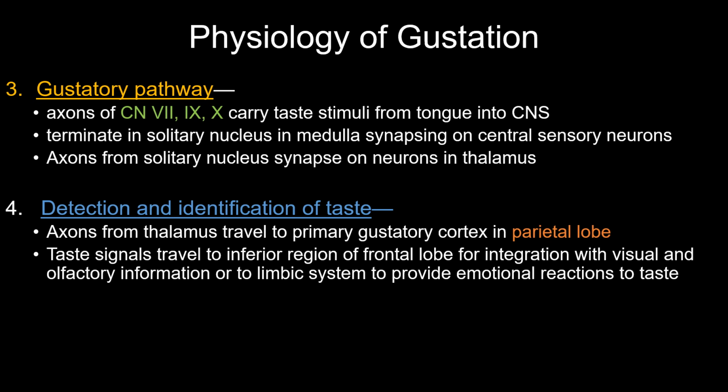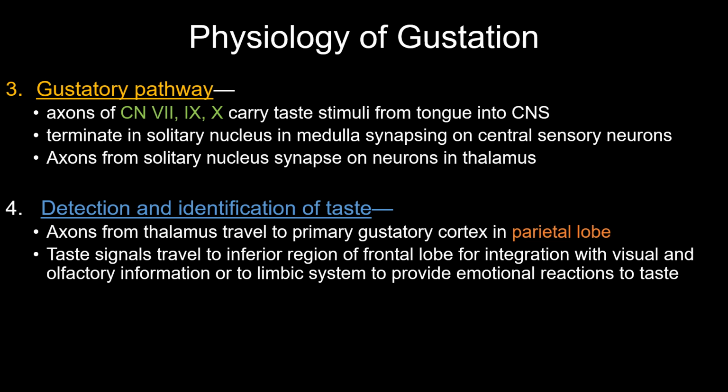Now remember, axons of the facial, glossopharyngeal, and vagus nerves carry the stimulus directly from the tongue into the CNS. The facial nerve is going to transmit taste stimuli from the front 2/3 of the tongue. The glossopharyngeal transmits taste from the rear third of the tongue, while the vagus nerve has a minor role in taste that basically innervates various taste buds that are scattered along the base of the tongue, and then some on the posterior palate.